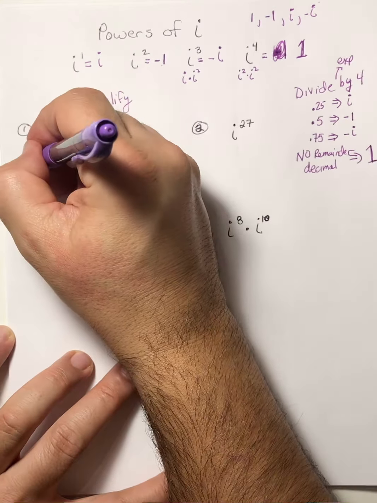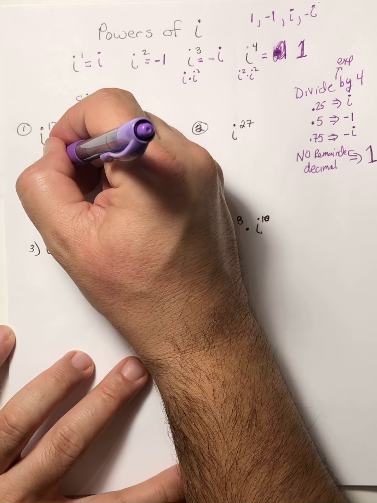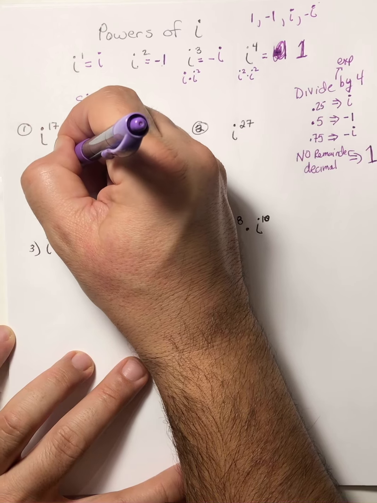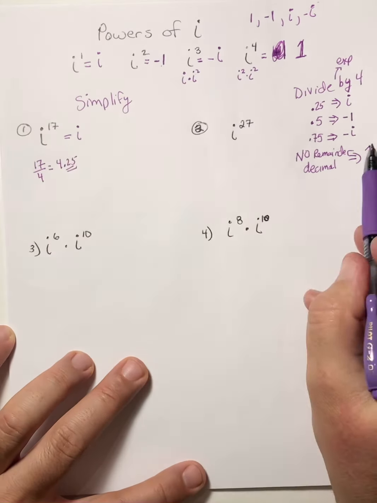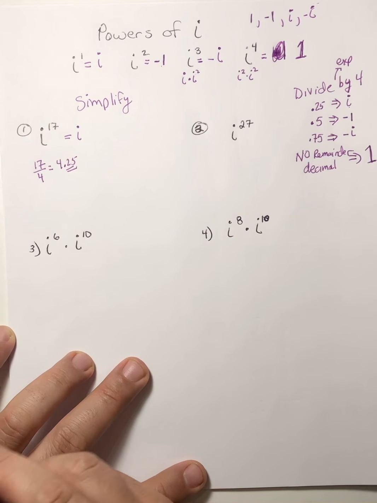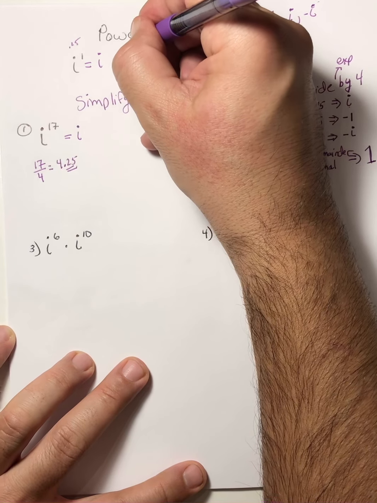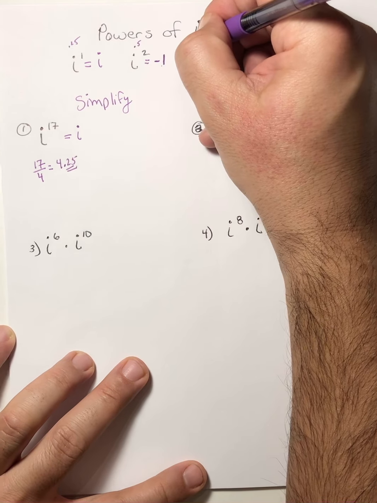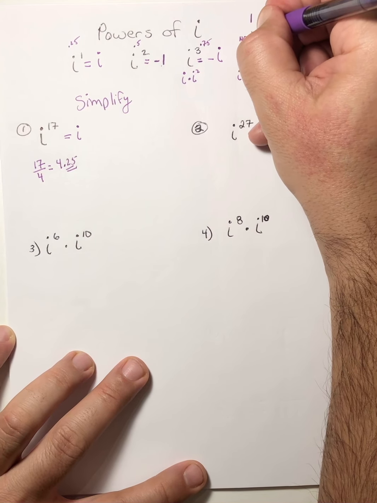So 17 divided by 4 is 4.25. Type that right in your calculator. 0.25, just say i. So I'm going to put it up right here: 0.25, 0.5, 0.75, no decimal.